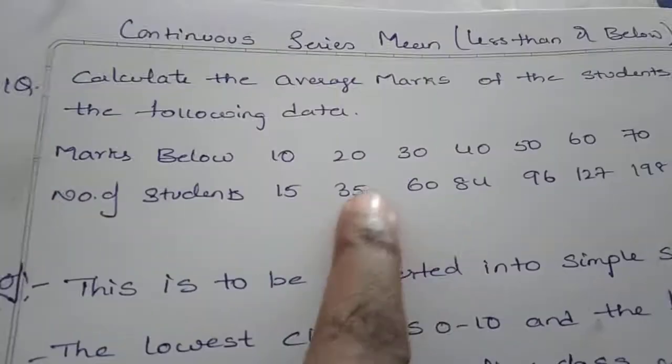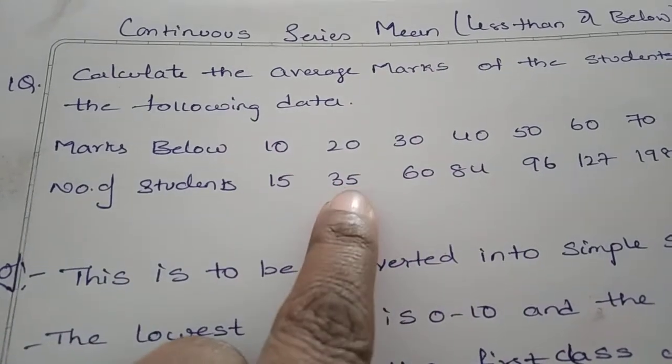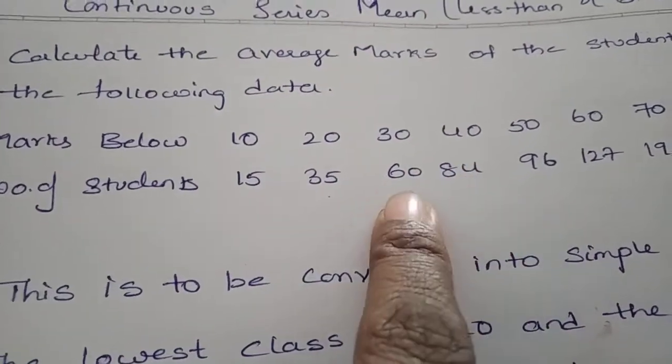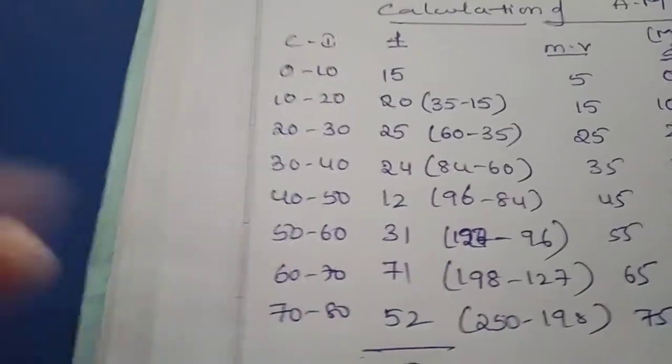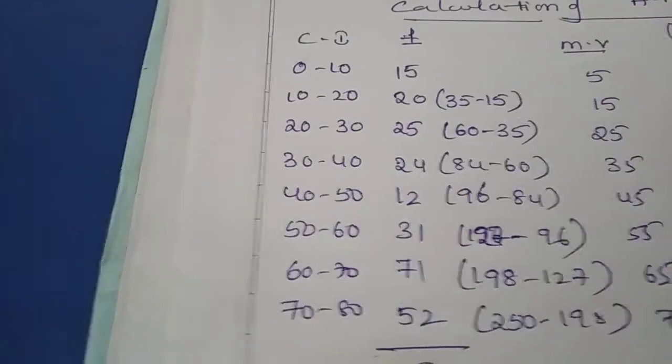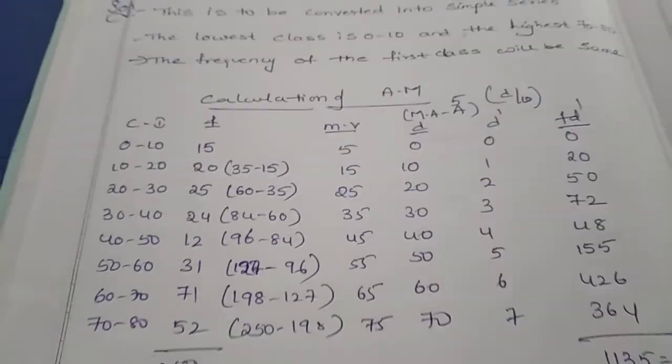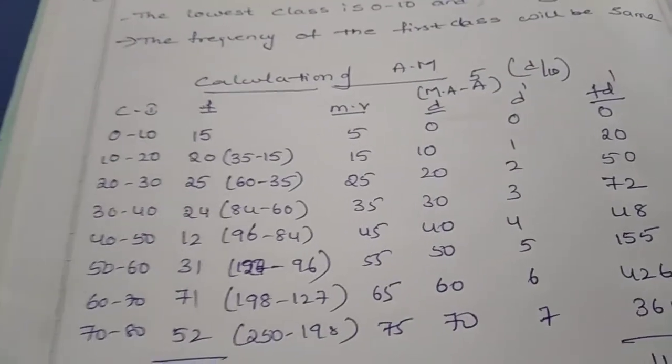Nothing but this way. The first one, as it is, we have to take. From the second onwards we have to deduct: 60 minus 35, 84 minus 60. In this way we have to deduct, and then you will get the frequency. After getting the frequency, the next steps are as they were in the previous problems on continuous series. In the same way we have to do the continuous series again.